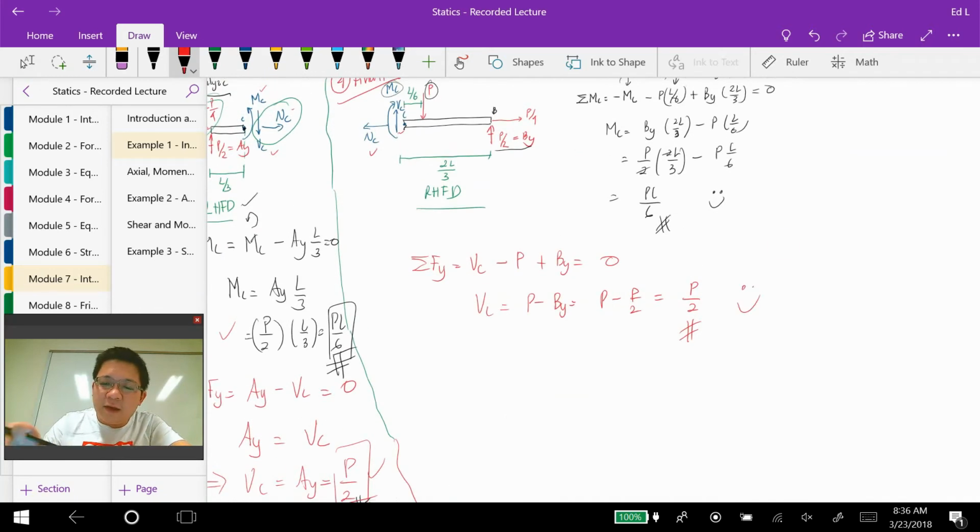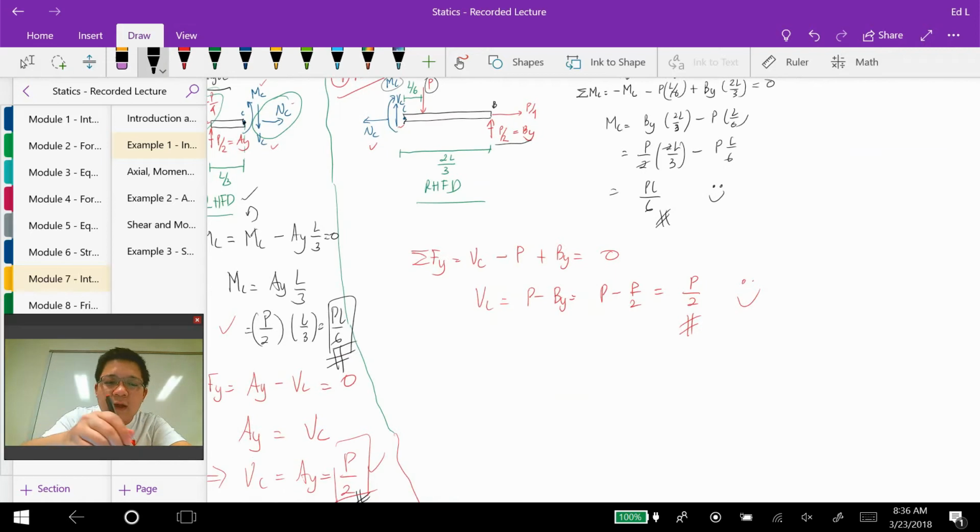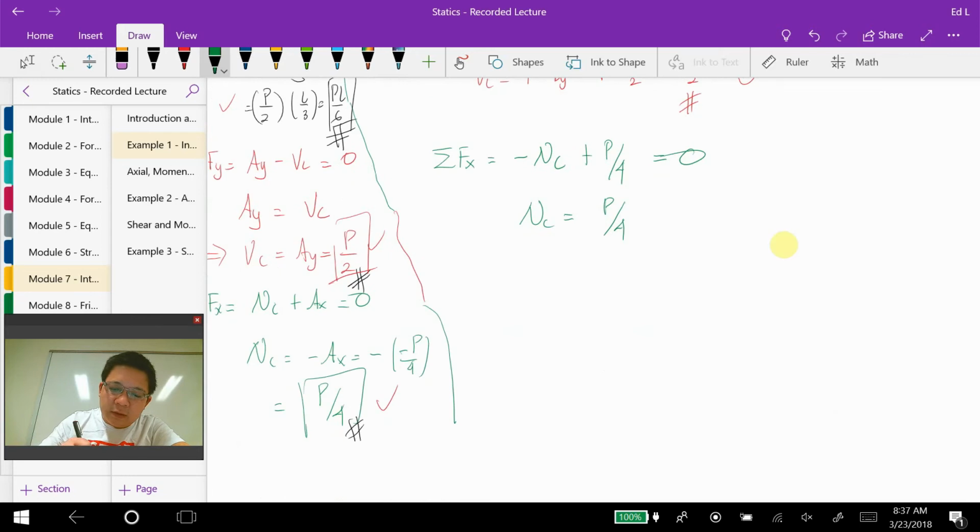And lastly, let's check for the last internal force, which is the axial force. We do the sum of the forces in the X. Here we have negative NC, negative because NC is going to the left, and then we have positive P over 4, positive because P over 4 is going to the right, set equal to 0, and NC is equal to P over 4. And we check the result. They are the same in terms of the magnitude and in terms of the sign.